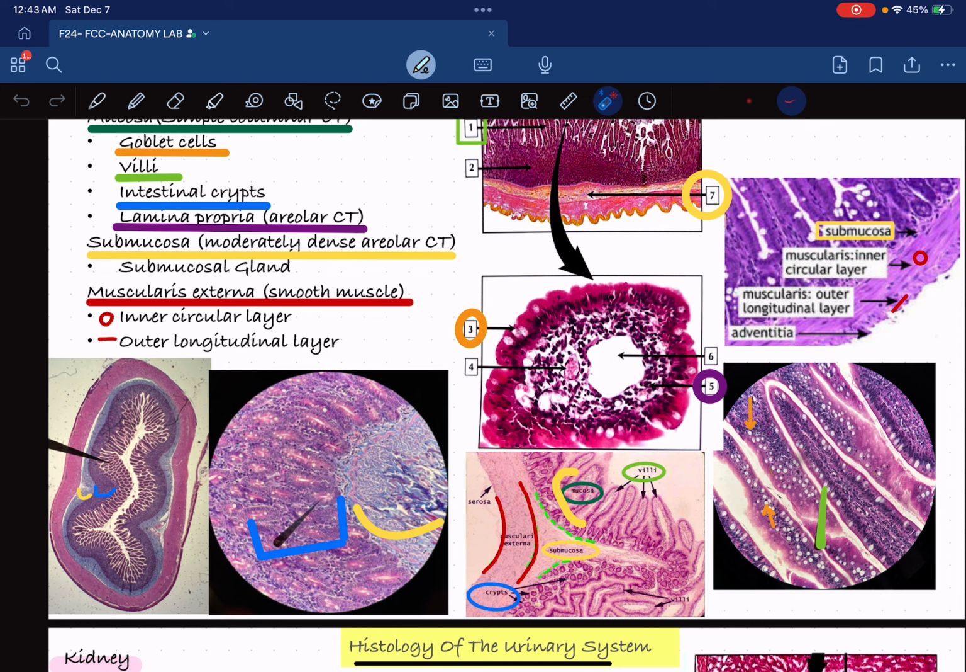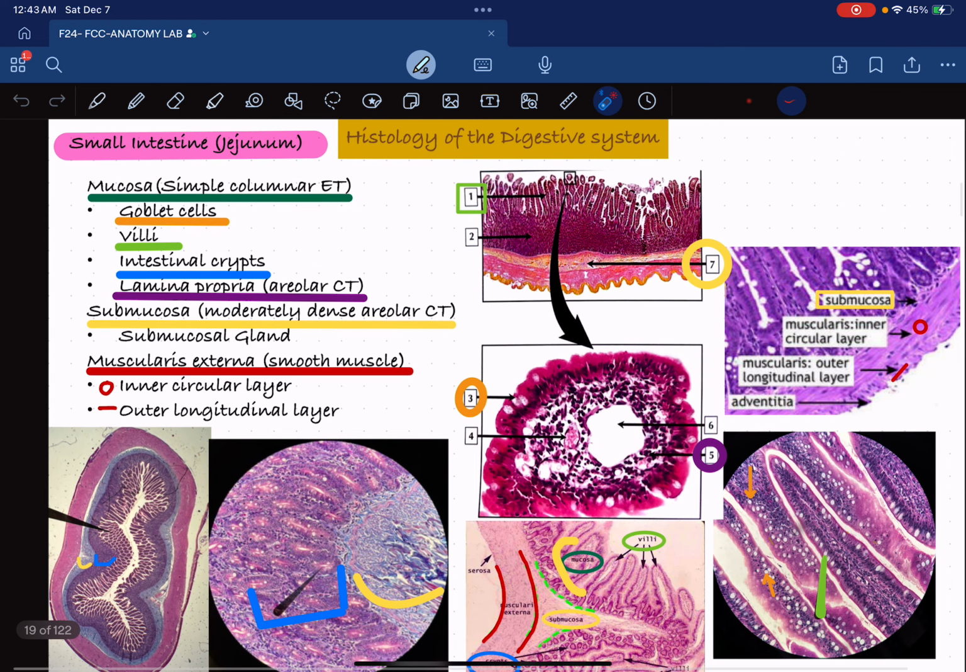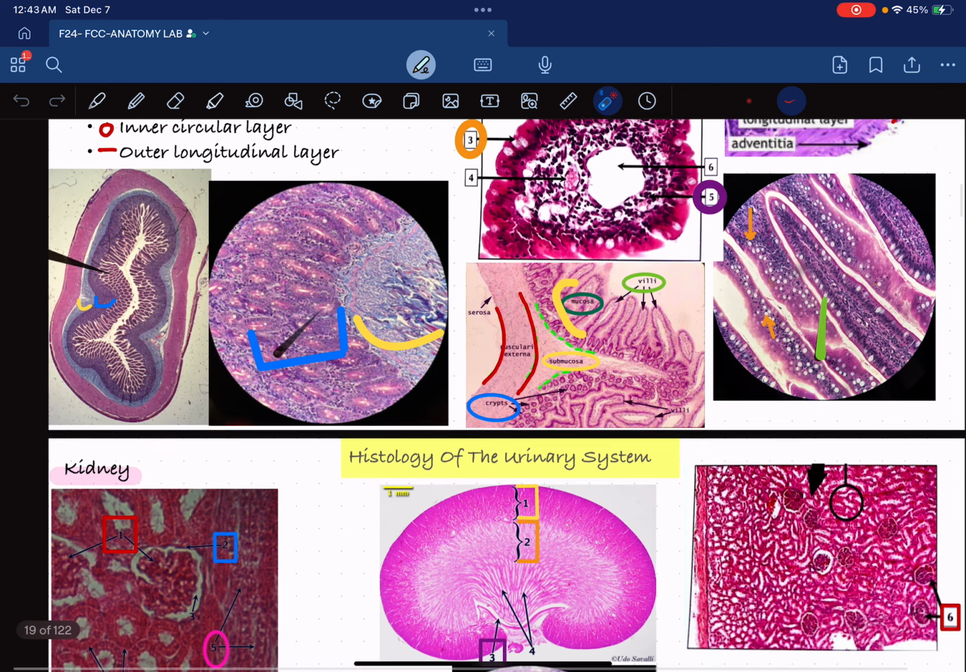But I did find the muscularis externa, which is made out of smooth muscle, the inner circular layer and also the longitudinal layer. That is the histology of the digestive system for the small intestine. I only did one because I wanted to talk about the renal system and the reproductive system.